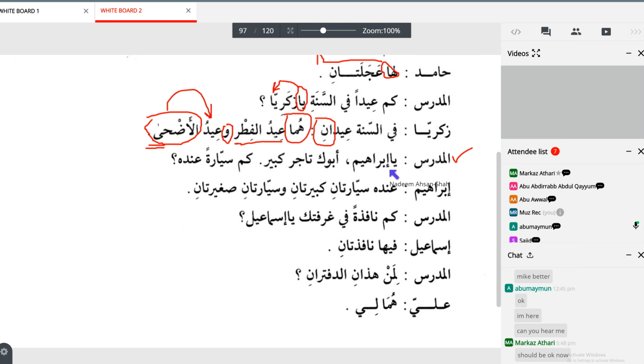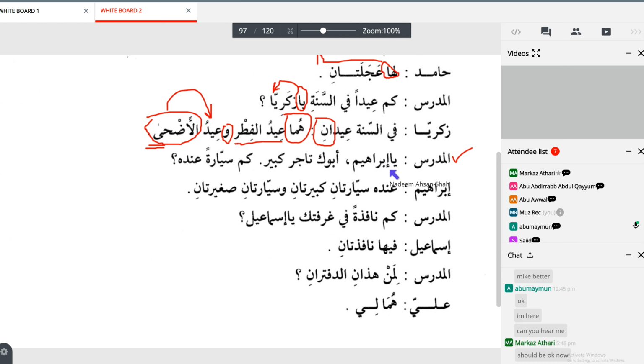Okay. Ya Ibrahimu, abuka tajirun kabirun. Kam mustajiran indahu, right? Oh, I see. Okay, jayid. So you have that version of the book. Let me see if I have the same as mine. I think that's an old version, right? No, I think it may be the newer one. It makes more sense.